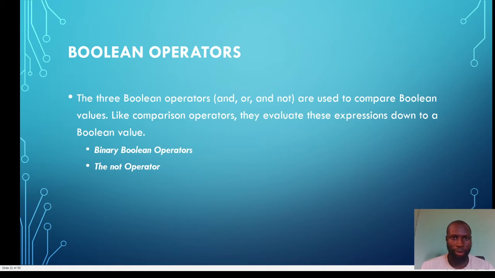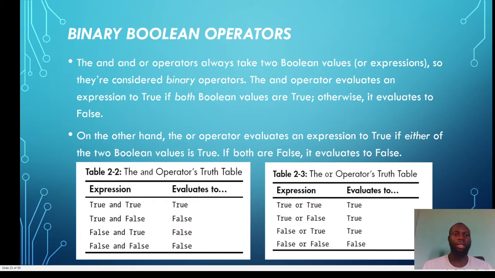So let's talk about the binary Boolean operators. The AND and OR operators always take two Boolean values or expressions, so they are considered binary operators. The AND operator evaluates an expression to true if both Boolean values are true. Otherwise, it evaluates to false. On the other hand, the OR operator evaluates an expression to true if either of the two Boolean values is true. If both are false, it evaluates to false.